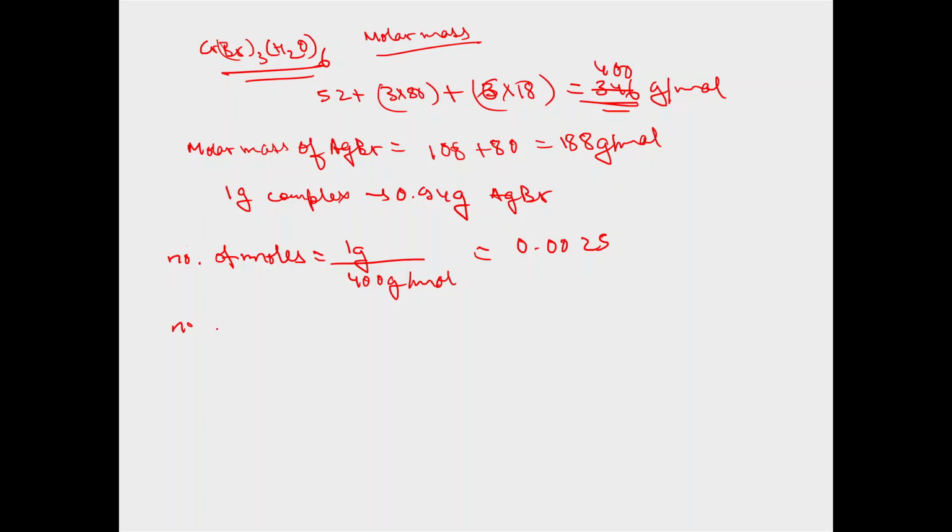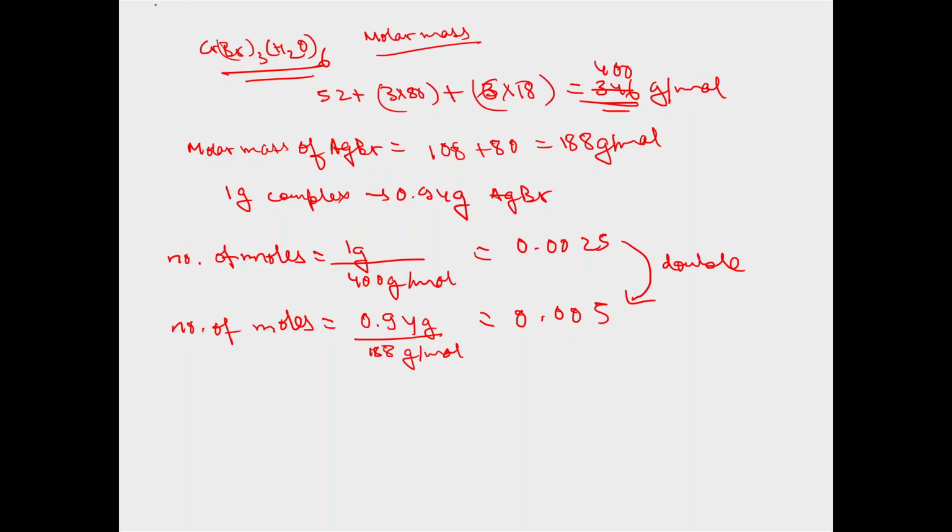Number of moles in 0.94 gram of AgBr is 0.94 divided by 188 gram per mole. So this is equal to 0.005. Here we can compare that 0.0025 moles of complex is giving 0.005 moles of AgBr, which is double of this, right?